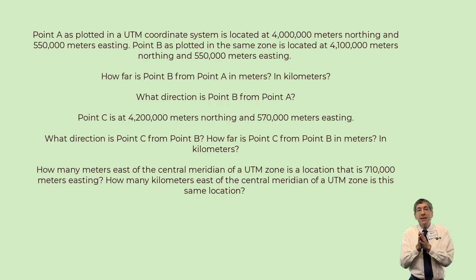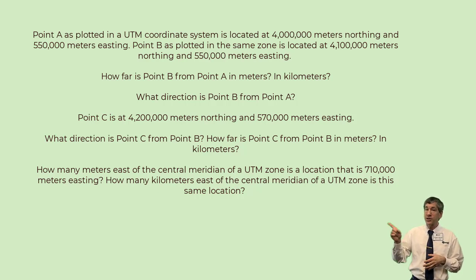Point C is at 4,200,000 meters northing and 570,000 meters easting. What direction is point C from point B? How far is point C from point B in meters, kilometers, miles, whatever units you want to use? How many meters east of the central meridian of a UTM zone is a location that is 710,000 meters easting? How many kilometers east of the central meridian of a UTM zone is this same location?